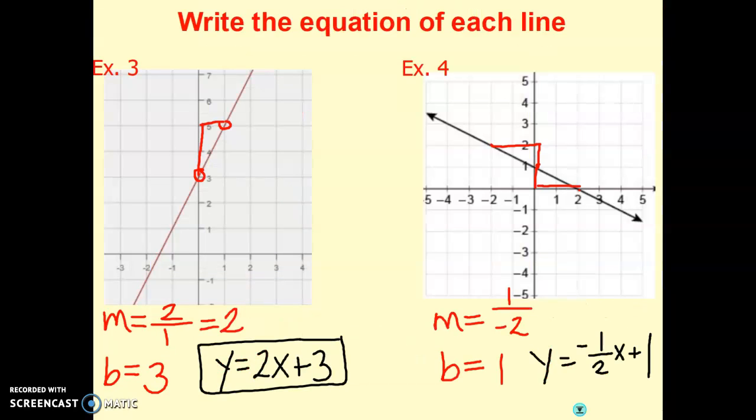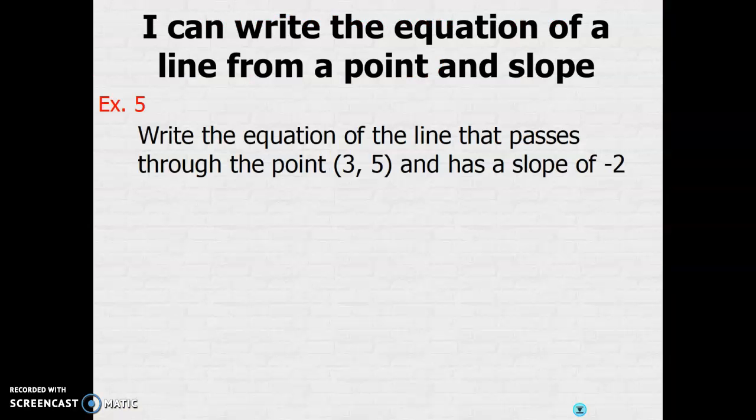All right, so that's writing the equation of a line from a graph. Now, remember, we also wrote equations of lines if we were just given information about that line. So in this case, I'm given information about a point that's on the line and the slope of the line. So remember, slope is m. So in this case, I'm given m equals -2. And a point is always an ordered pair, x comma y. Now remember, that's when we put the little subscripts x1 and y1. So we were given one of the points on the line.